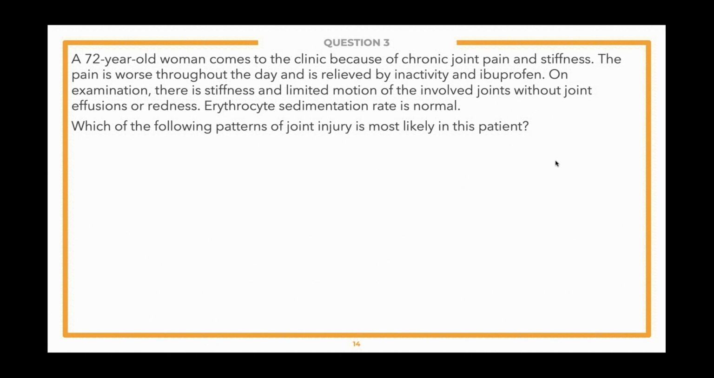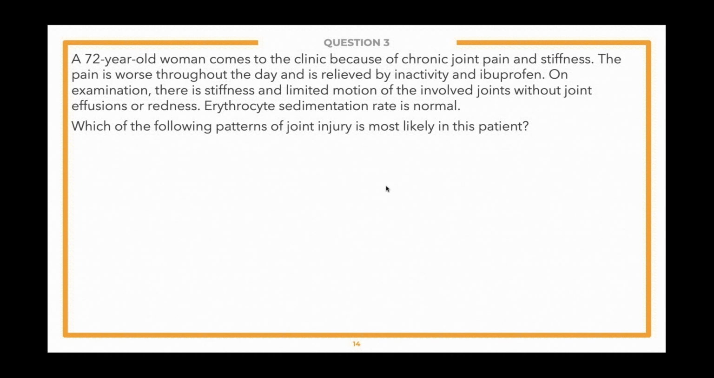A 72-year-old woman comes to the clinic because of chronic joint pain and stiffness. The pain is worse throughout the day and is relieved by inactivity and ibuprofen. On examination, there is stiffness and limited motion of the involved joints without joint effusions or redness. Erythrocyte sedimentation rate is normal. Which of the following patterns of joint injury is most likely in this patient?